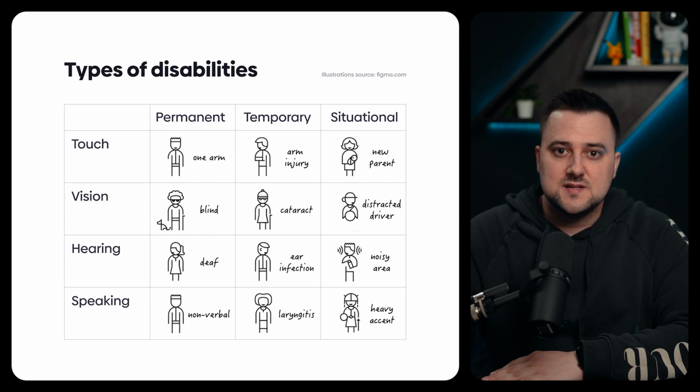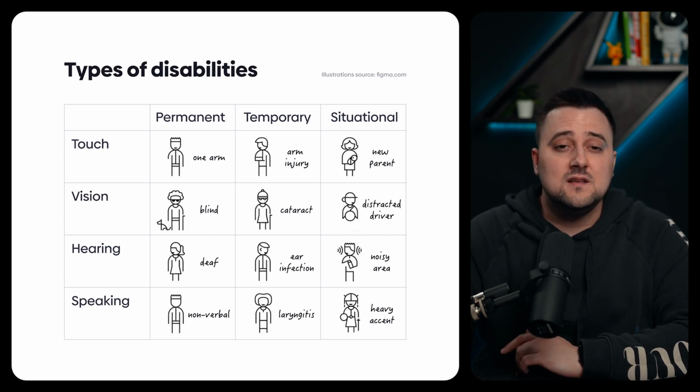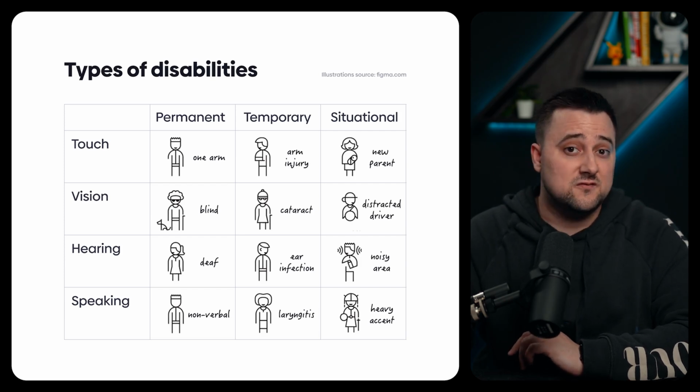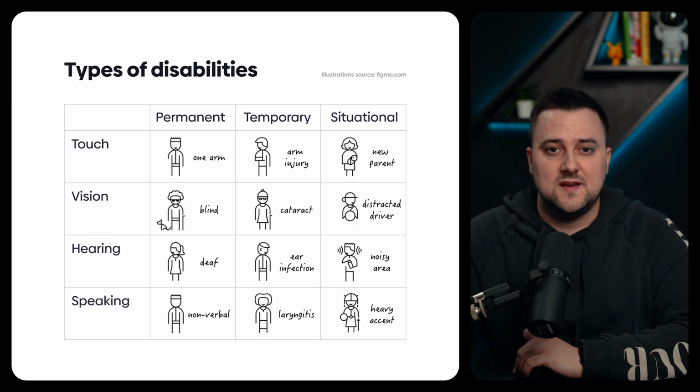In this lesson, we'll cover a critical aspect of UI design, often ignored by beginners, and sometimes, unfortunately, even by experienced designers, and that's accessibility. As designers, it's our responsibility to create interfaces that are not only visually stunning and functional, but also inclusive and accessible to all users. For users, these disabilities may be permanent, temporary, or situational.